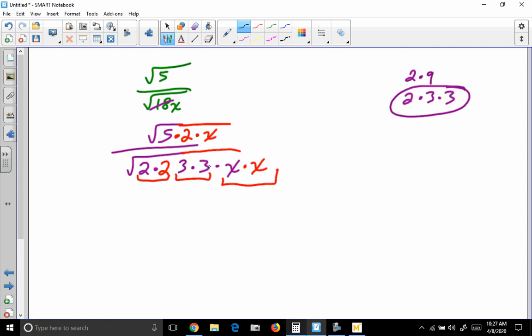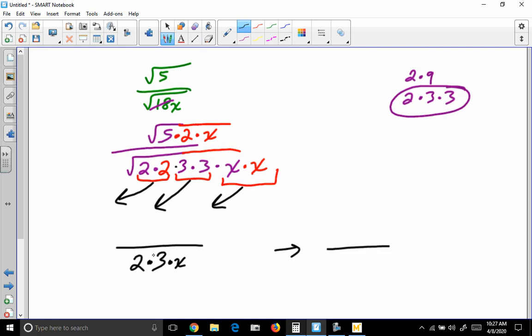So let's look at the bottom first. We have a pair of 2's, so we bring out a 2. We have a pair of 3's, so we bring out a 3. We have a pair of x's, so we bring out an x. All of this stuff is multiplied together, so when we pull those out, they're still multiplied. So on bottom, we end up with 2 times 3, so 6 times x. On top, we had 5 times 2, which is 10, times x. So the square root of 10x on top.